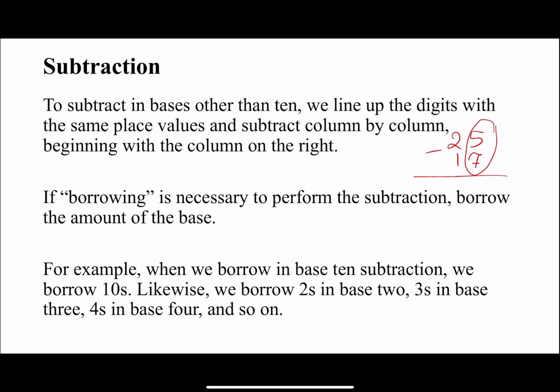I need to borrow. I borrow from this one. 2 becomes 1. It gives me a group of 10. 10 plus 5 is 15. And then I say 15 minus 7 is 8. 1 minus 1 is 0. So 25 minus 17 is 8. What I did, I borrowed a group of 10.